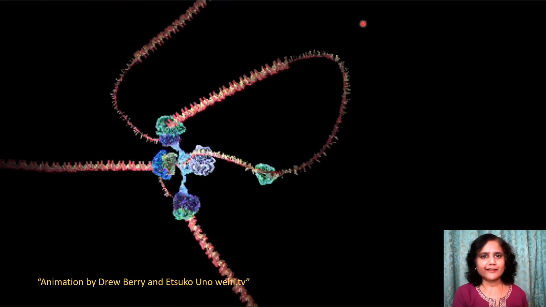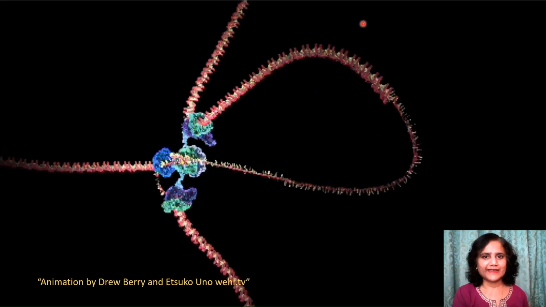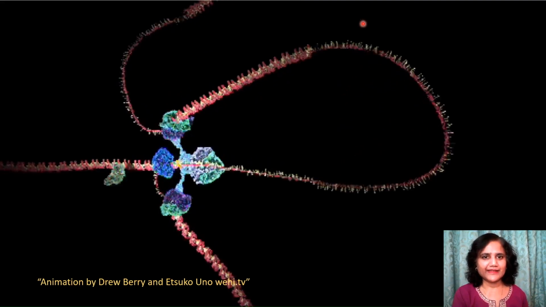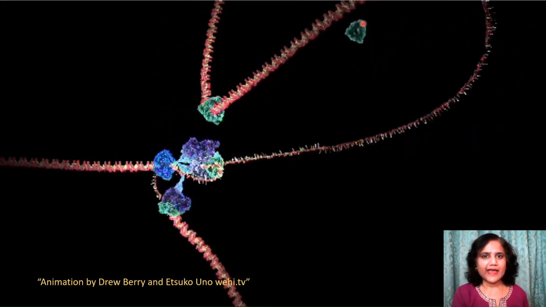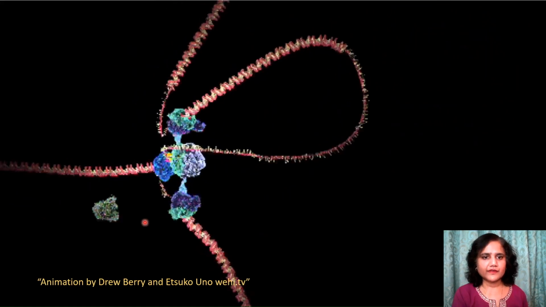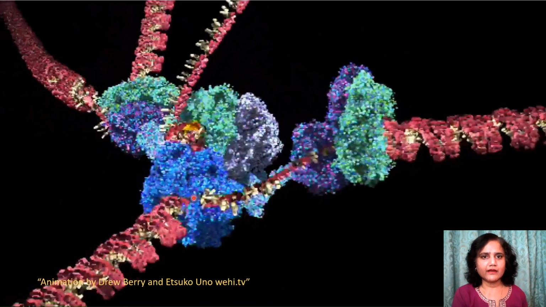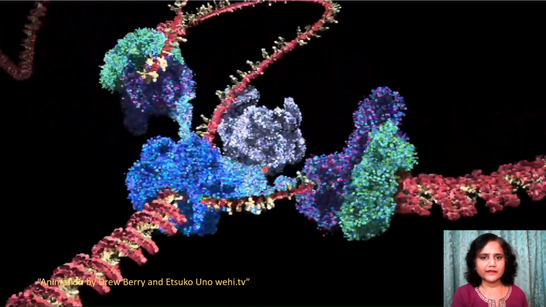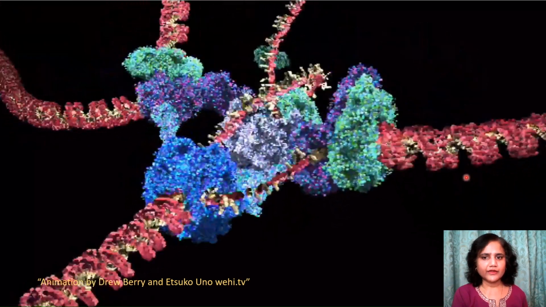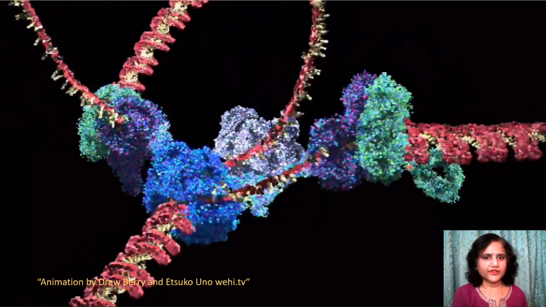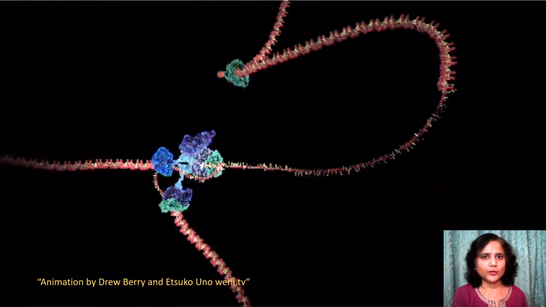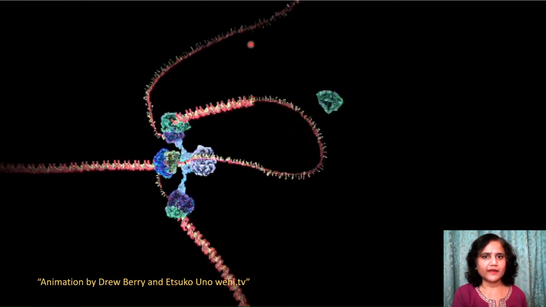I'm playing it again to explain this complicated animation, which was provided to me by Drew Berry and Etsuko Ono. And so here you can see the helicase, which was this blue enzyme over there. It's unwinding the DNA into 2 single strands, and this side on the right side is the leading strand, and on the top is the lagging strand, which is forming these loops and moving around a lot.